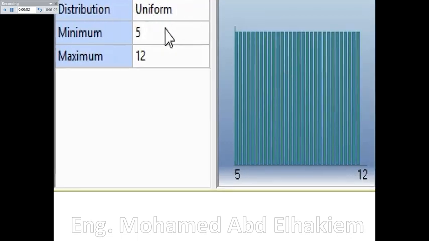Uniform distribution. Used when only the extremes of uncertainty can be specified and where intermediate values have equal probability of occurrence, or where no inference can be made as to the likely shape of the distribution. Requires minimum and maximum duration.